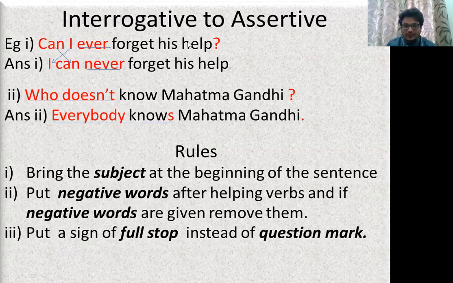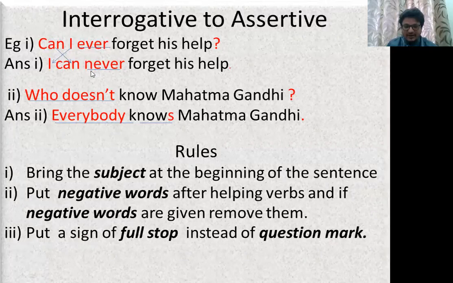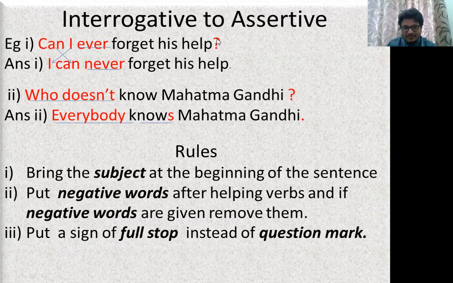Can I ever forget his help? This sentence is interrogative. We are asked to convert it into assertive. So we have to bring the subject first, that is, I can. Now this statement is positive, so the answer will be negative. The negative of ever is never. Just put N. So the answer will be, I can never forget his help. In place of the question mark, we have to put a full stop.